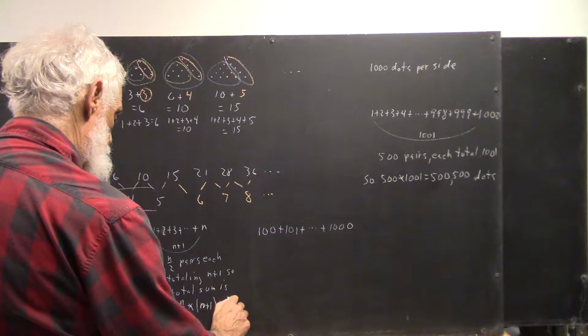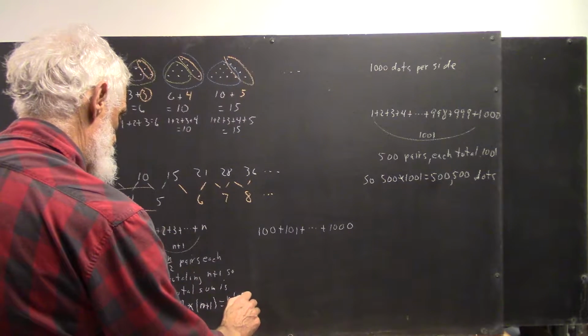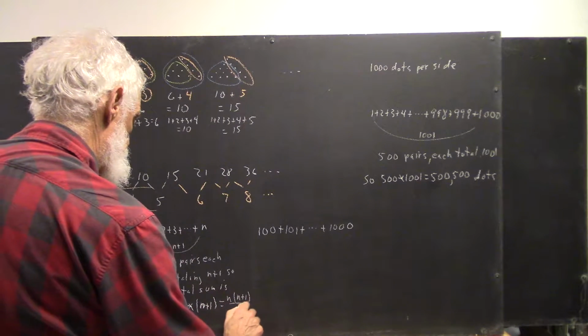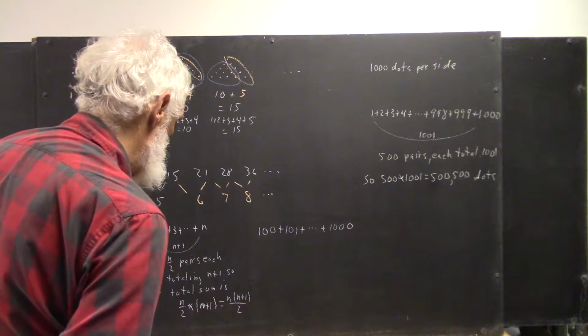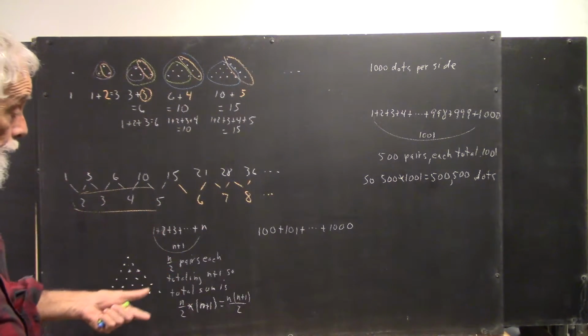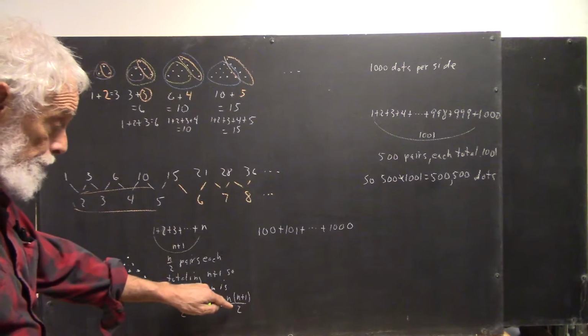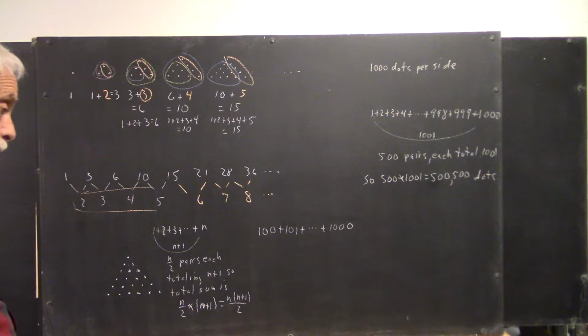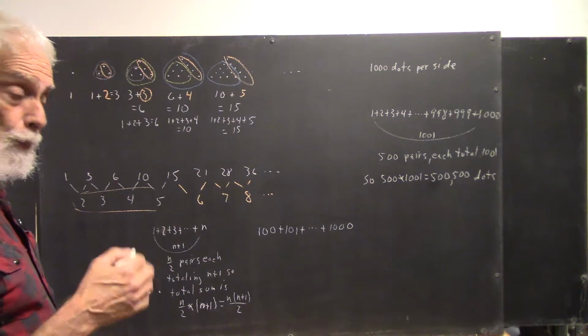And of course we could write that as n times n plus 1 over 2. That's a general formula. That's a formula for the sum of numbers from 1 to n.